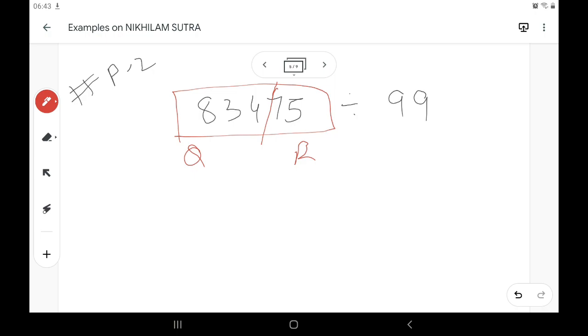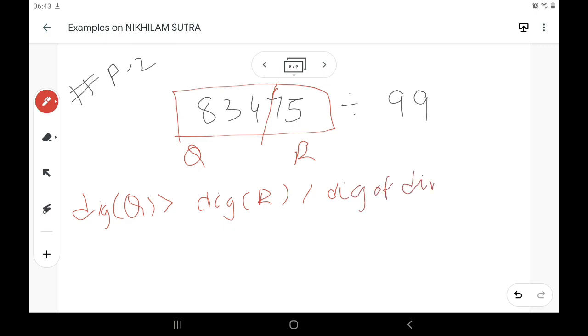But in this case, viewers, you must have noticed that the number of digits of the quotient part is greater than the number of digits of the remainder part or digits of the divisor. So in this case, we're going to use the Vinculum form of the dividend as our primary dividend to solve this problem.